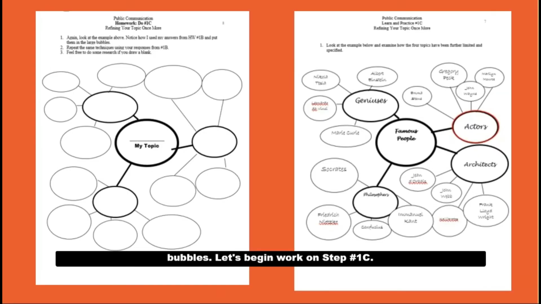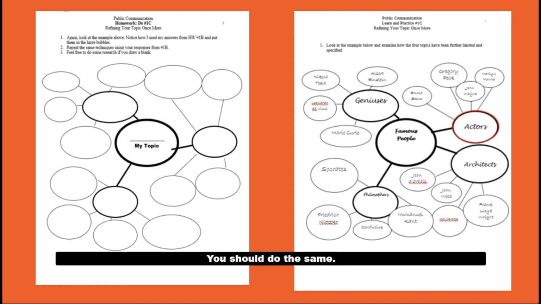Let's begin work on step 1C. So you have this blank page. It has my topic. And what you're going to do is pick one of those topics that you selected in 1B. In this case, I stayed with famous people. And I also used geniuses, actors, architects, etc. And you can see that I have settled on the topic of actors. You should do the same.